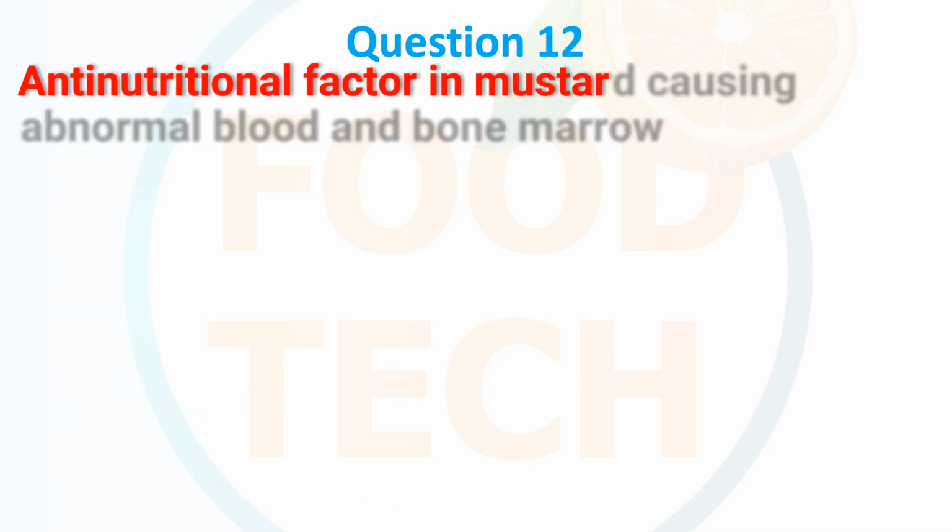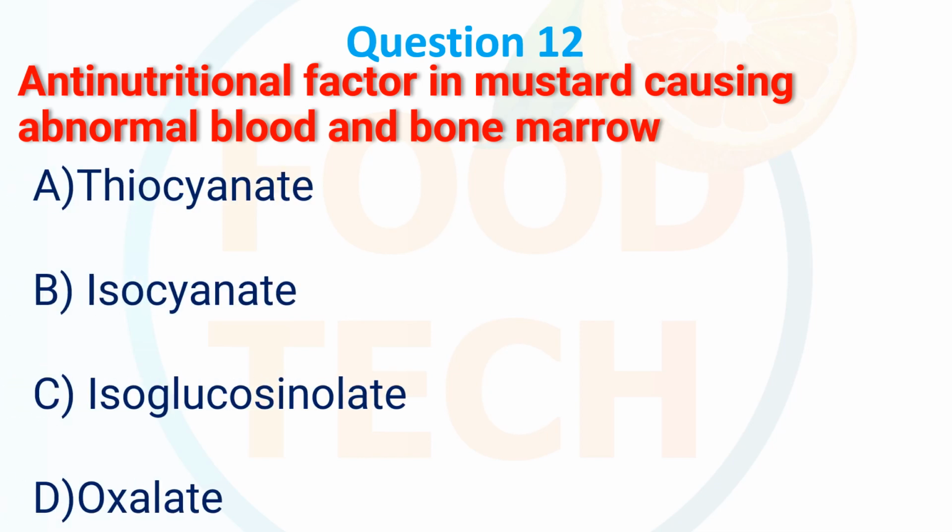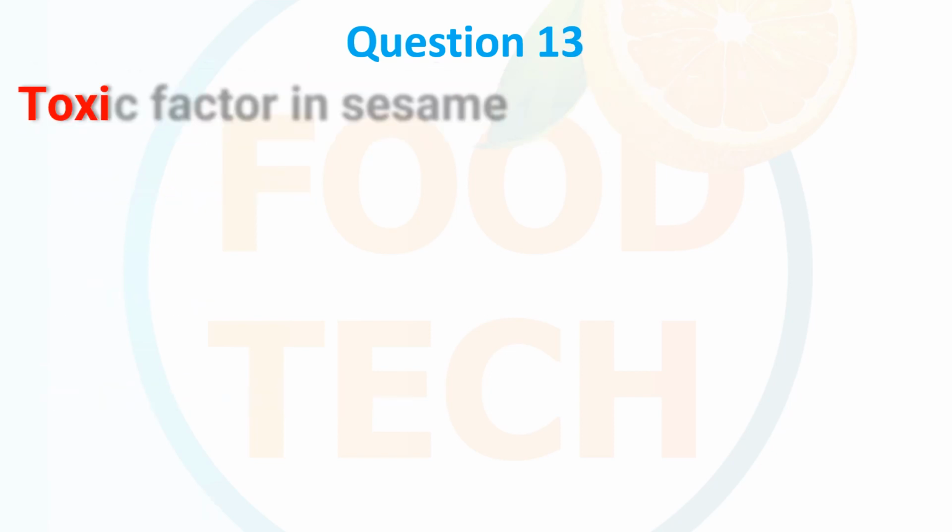Antinutritional factor in mustard causing abnormal blood and bone marrow. A. Thiocyanate. B. Isocyanate. C. Isogluconosinolate. D. Oxalate. The answer is A. Thiocyanate.